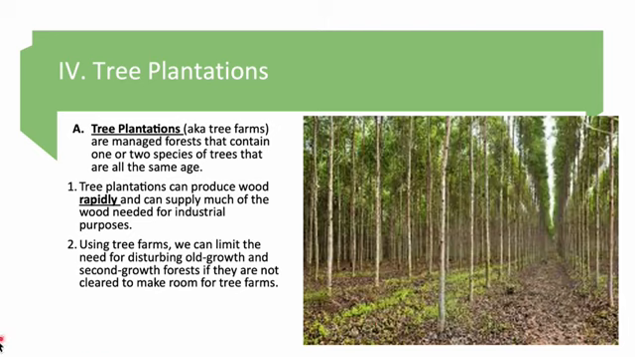So tree plantations produce wood rapidly and can supply much of the wood needed for industrial purposes. And when we use tree farms, we can limit the need for disturbing those old growth forests and second growth forests if they're not having to be cleared to create tree farms.